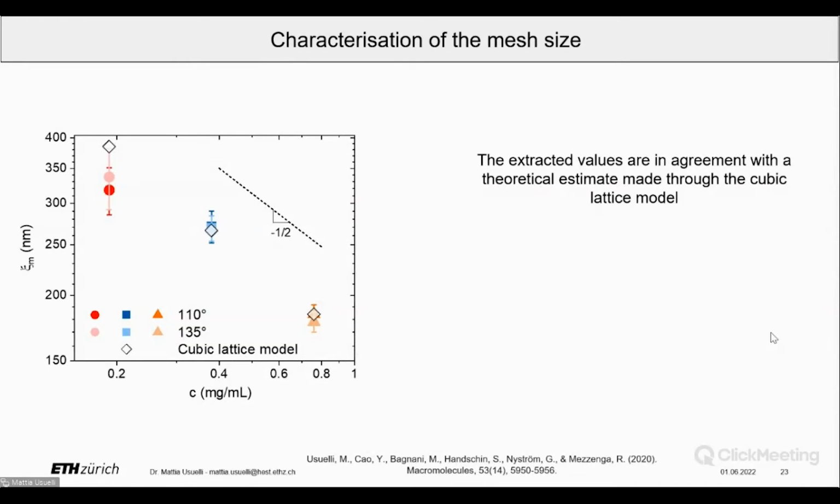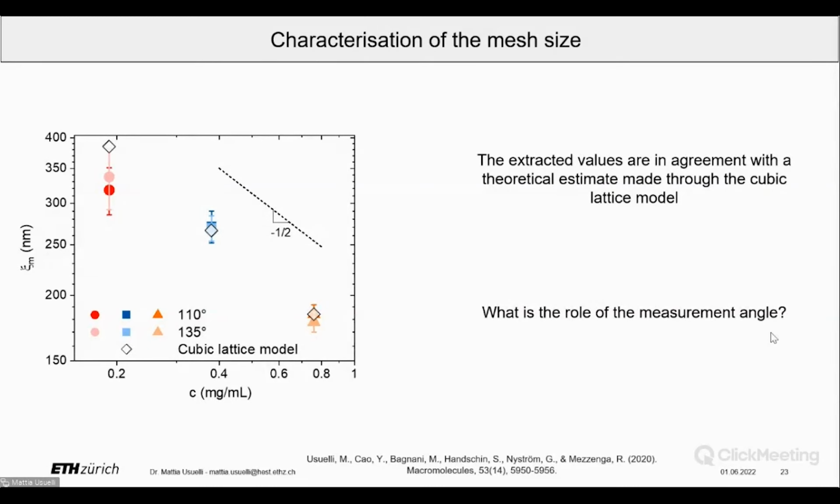You can see that the experimental data, the red circles, blue squares, and orange triangles, are in agreement with a theoretical estimate that we made independently with a modified cubic lattice model. So there is a good agreement, and the data are also nicely following the expected scaling law of the mesh size as a function of concentration, that is with the power of -1/2. But as I just mentioned, here we measure at two different angles. Why? And more in detail, what is the role of the measurement angle?